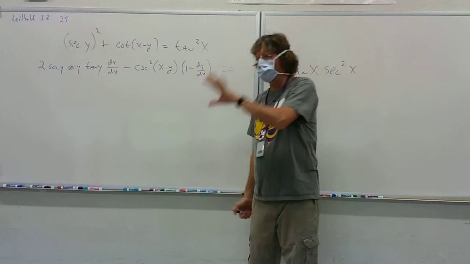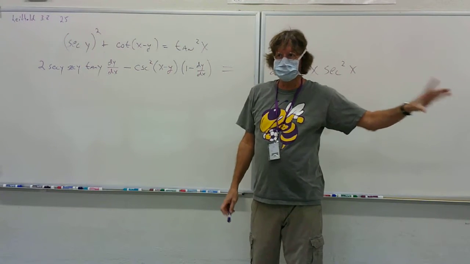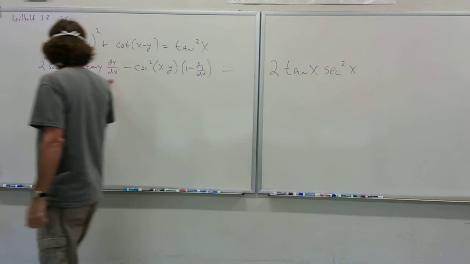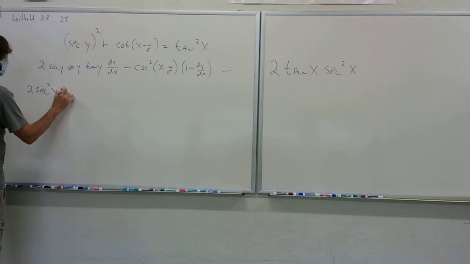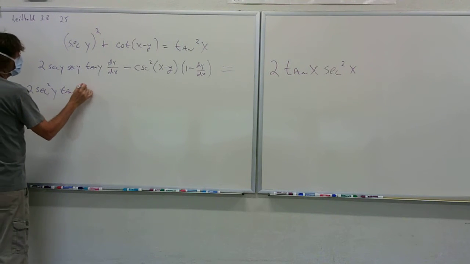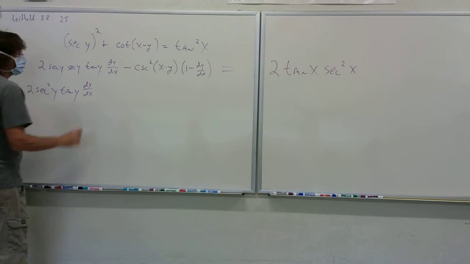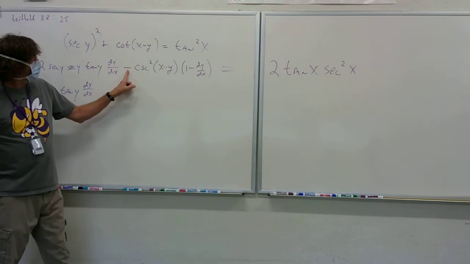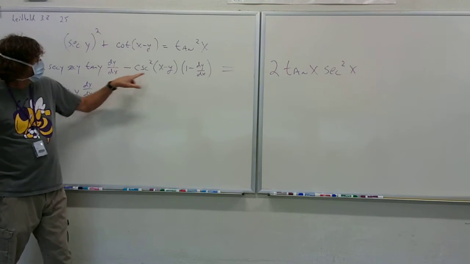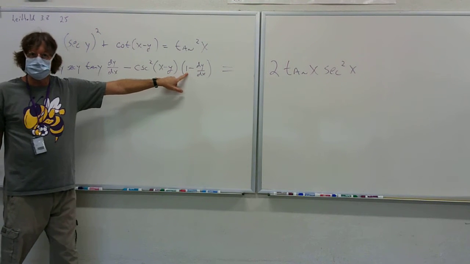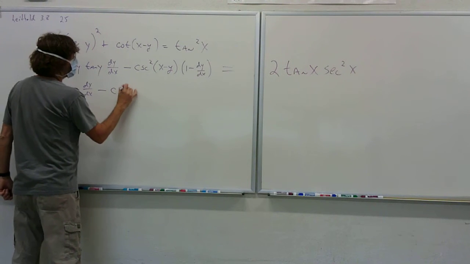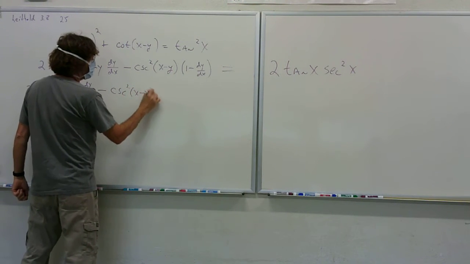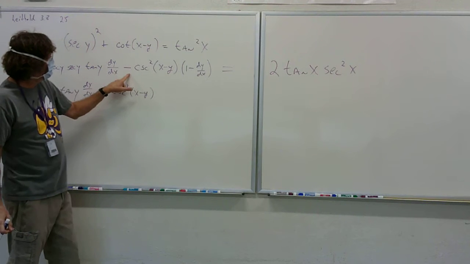Then I can do what? Factor out the dy over dx. So this can just stay just like it is, except let's go ahead and make it secant squared y, tangent y, dy over dx. Now, does everybody agree it's going to be minus all of this times that 1? Yes. So we're just going to get minus cosecant squared x minus y. I just took all of that, minus it times 1.